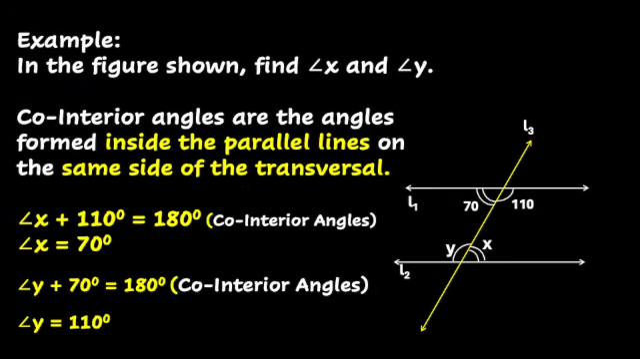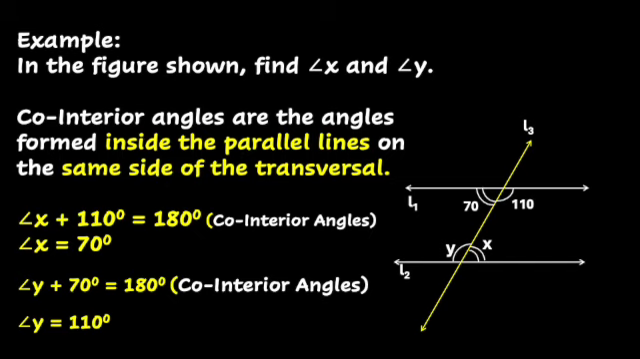In our next example, we need to find the values of angle X and angle Y. Have a look at the figure carefully, and this example is related to the property of co-interior angles. Remember, co-interior angles, the sum of the angles is 180 degrees. So we need to identify which pairs we are talking about. So in the figure you can see here angle X plus 110 has to be equal to 180 degrees because these are co-interior angles. So that gives us angle X to be equal to 70 degrees.